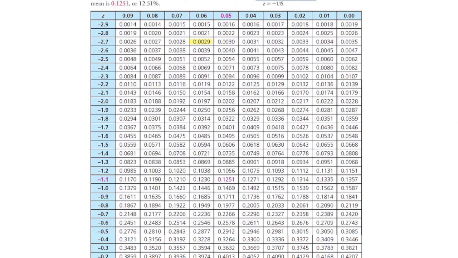So negative 0.00, this last box here, that is 50%, 0.5. So I know half of my data is to the left of a mean of 0.